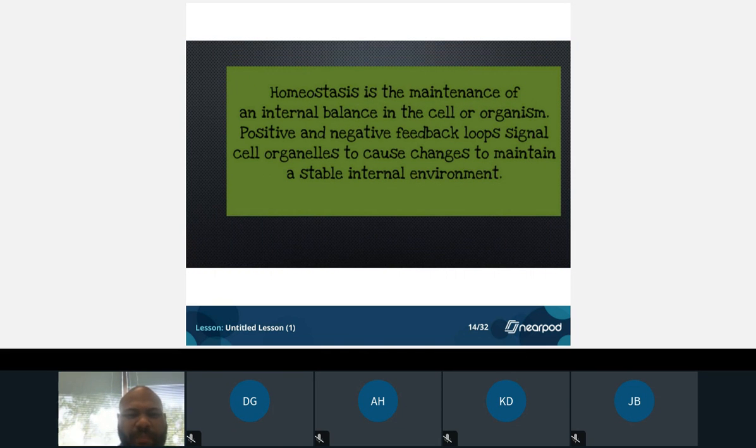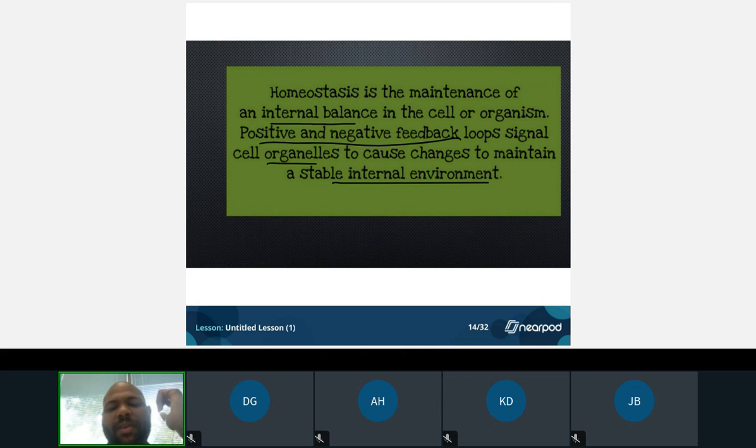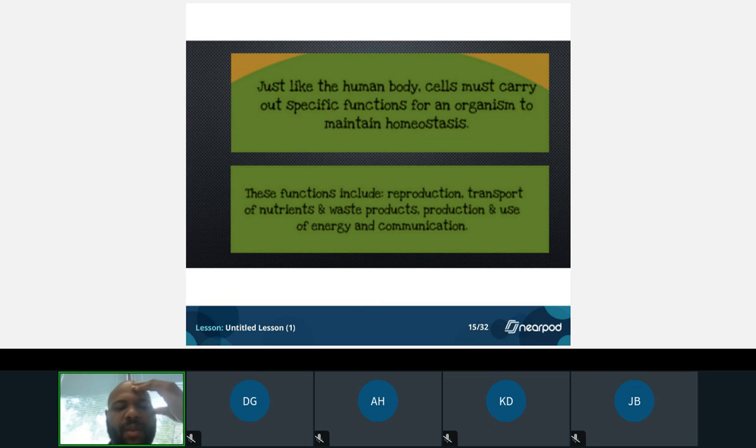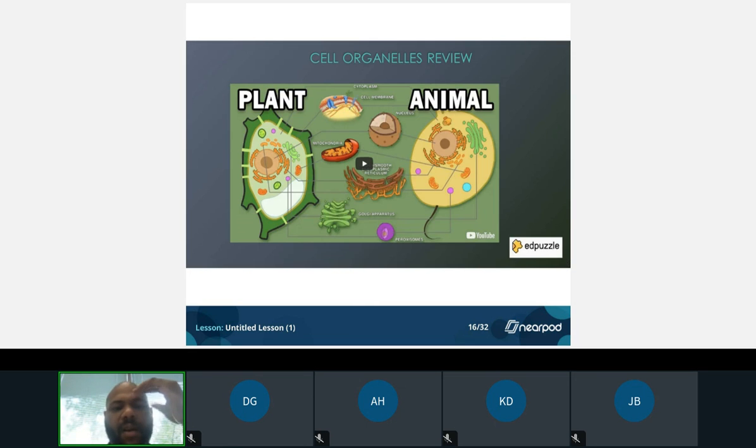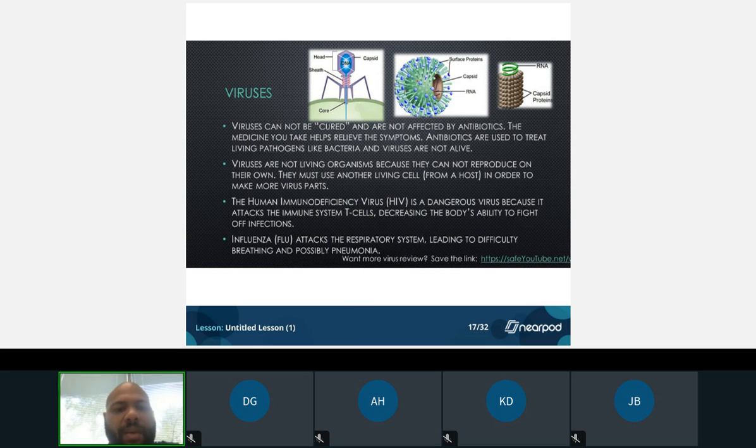So we said one of the big H words, or one of our vocabularies, is homeostasis. It's the maintenance of internal balance in the cell or organism, either through positive or negative feedback loops. It causes the cell organelles to maintain a stable internal environment. That is the definition of homeostasis. We do this through the movement or transport of organisms or cells, and through reproduction. We see that plant and animal cells have things.